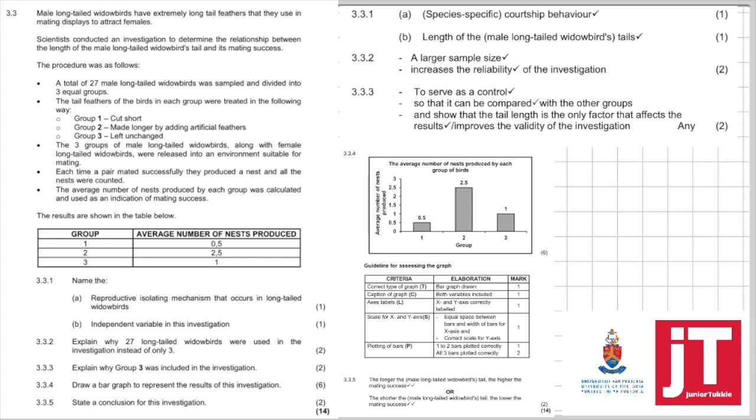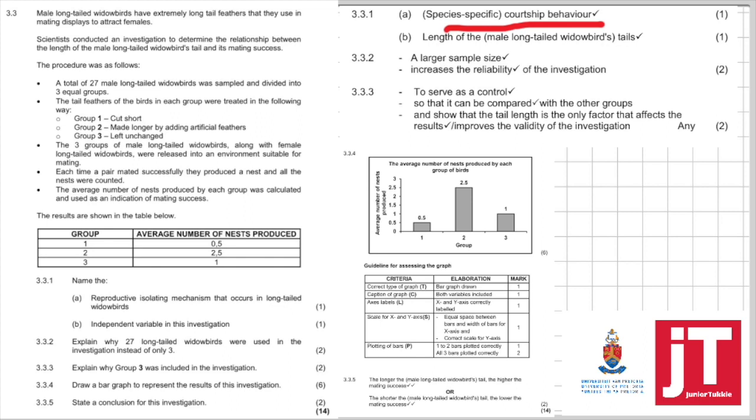The average number of nests produced by each group were calculated and used as an indication of mating success. The results are shown in the table below. Group 1, 2 and 3 and the average number of nests. So 3.3.1. Name the reproductive isolating mechanism that occurs in long-tailed widow birds. So of course, it's species-specific courtship behavior. Right, so it's a behavior used to attract females that's only specific to a species.